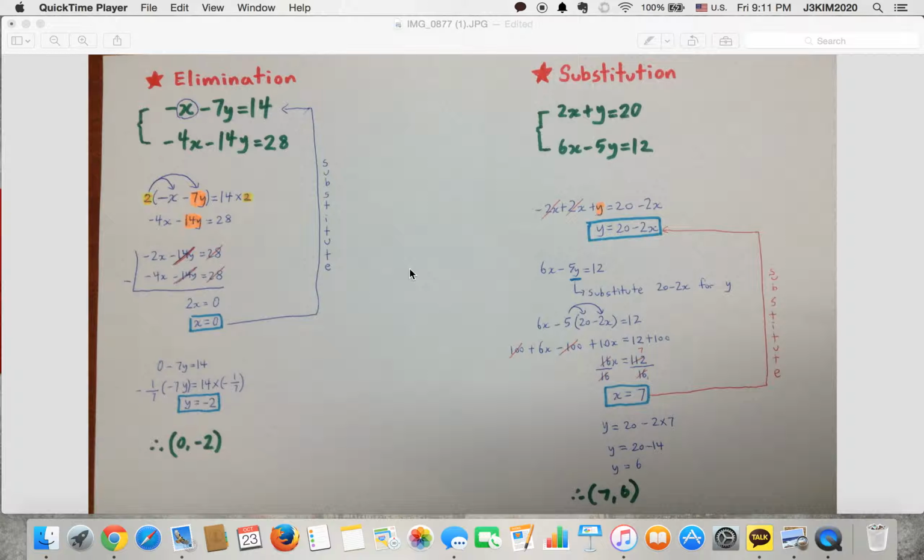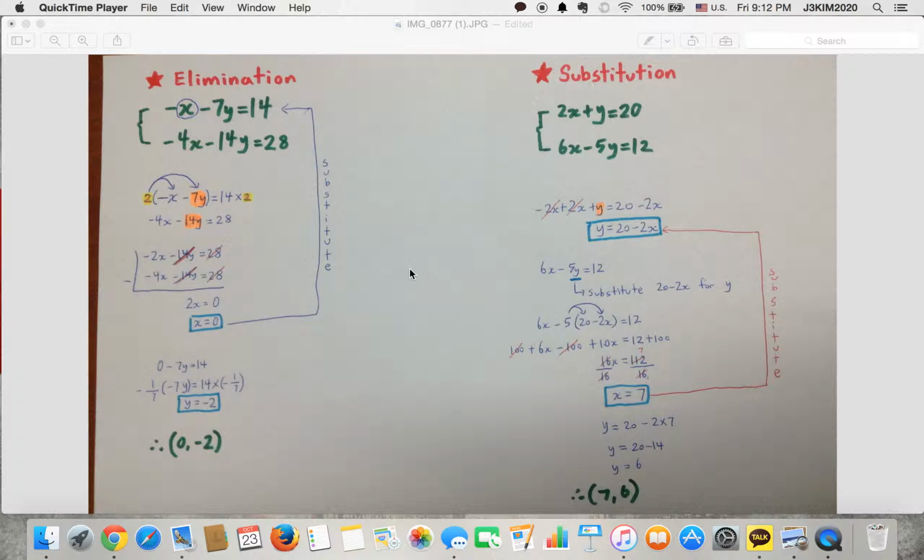First, let's take a look at the two equations, minus x minus 7y equals 14 and minus 4x minus 14y equals 28. I will use the elimination method to find the solution for the set of equations. The elimination method basically is getting rid of one of the variables so that only one variable is left, which allows us to find the value for the remaining variable.